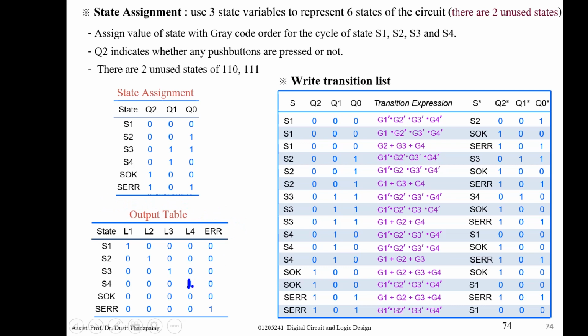Easy, right? How about the output equation for L4? L4 is turned on at state S4. S4 is 0, 1, 0. So L4 equals Q2 prime and Q1 and Q0 prime. And how about ERR? Turn on only this one, right? SERR is 101. So the output ERR turns on when it's at state 101. So you can write the expression Q2 and Q1 prime and Q0. Okay, that's all for the output equations.